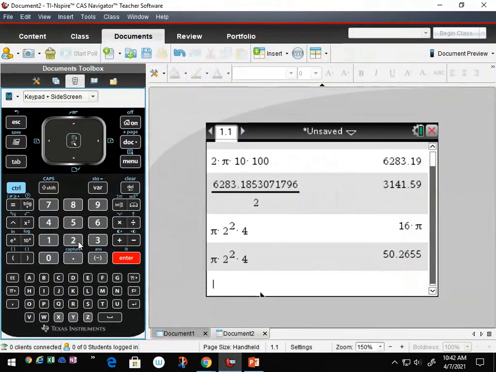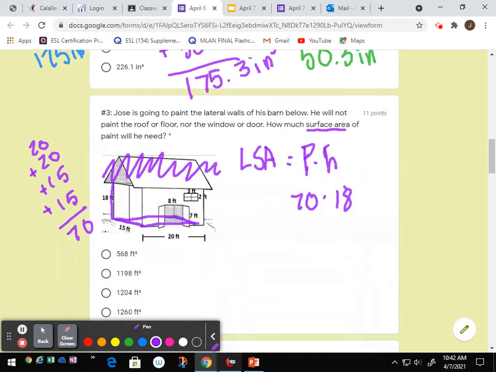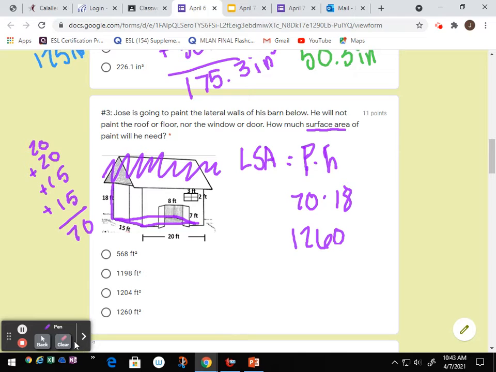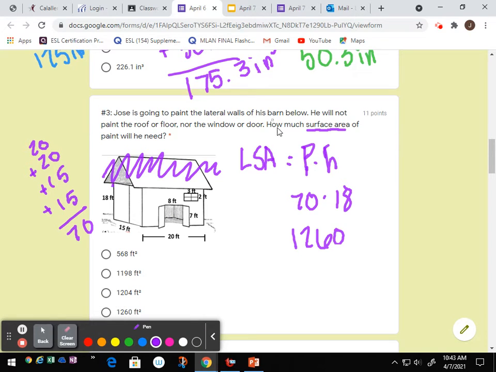So let's plug this into the calculator. We have 70 times 18, which is 1,260. That's the total surface area of all the four sides. But like the question said, we don't want to paint the door or the windows. So we need to find the area of this door right here and the area of this window, and subtract those two numbers from our lateral surface area.